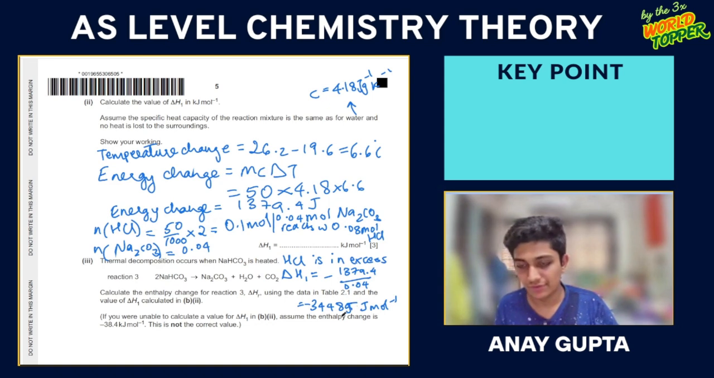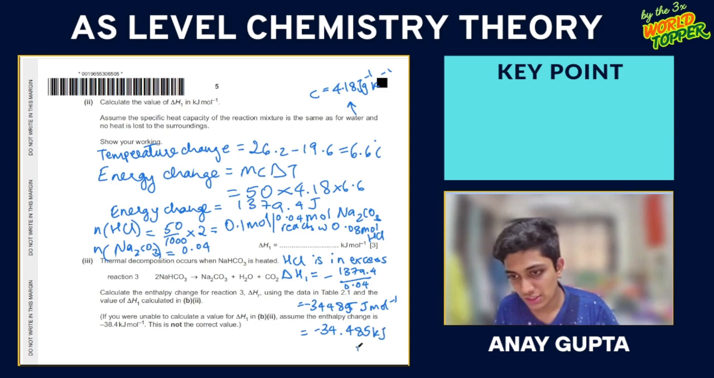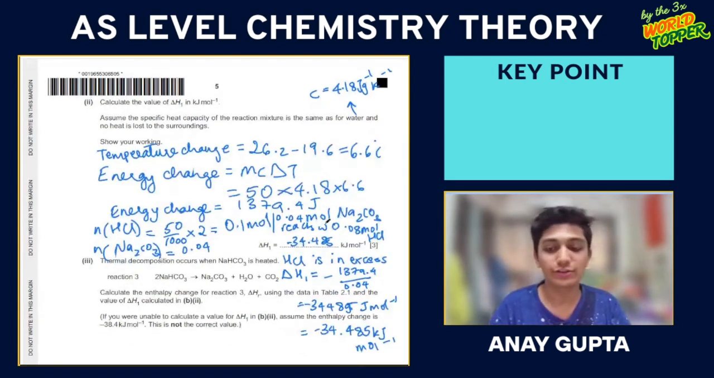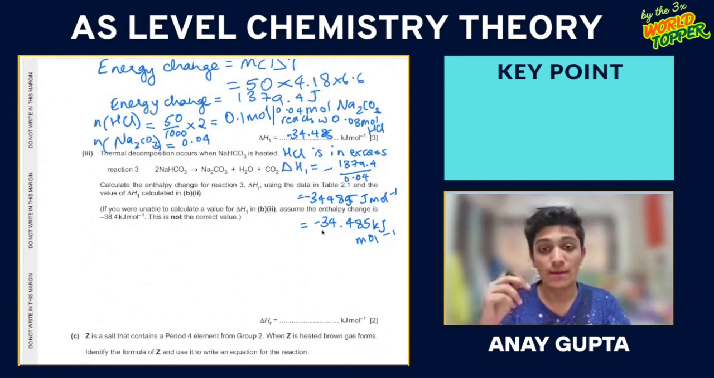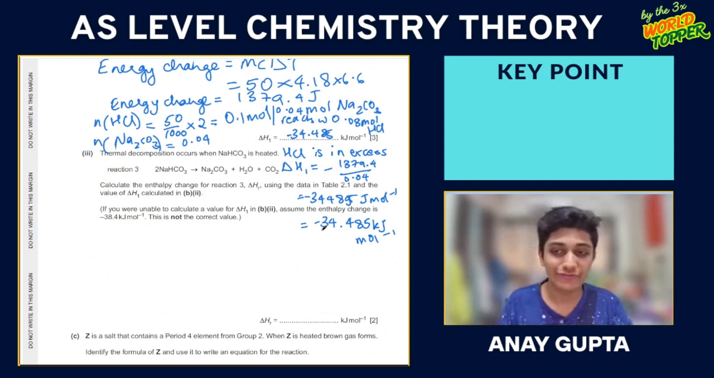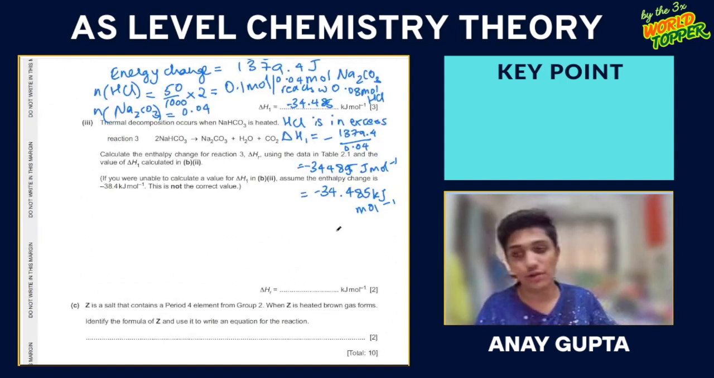So that will give me negative 34.485 kilojoules per mole. Now this has become a little shabbier, but I hope you get what I mean. So my answer is negative 34.485. You can round that off to negative 34.5 or leave it as that. Both will score you your full marks.